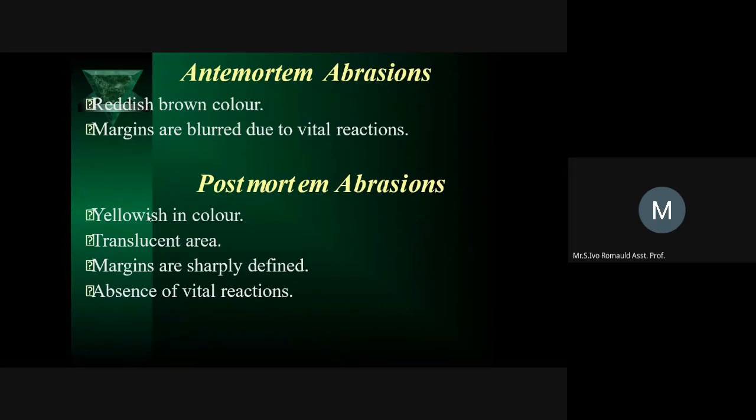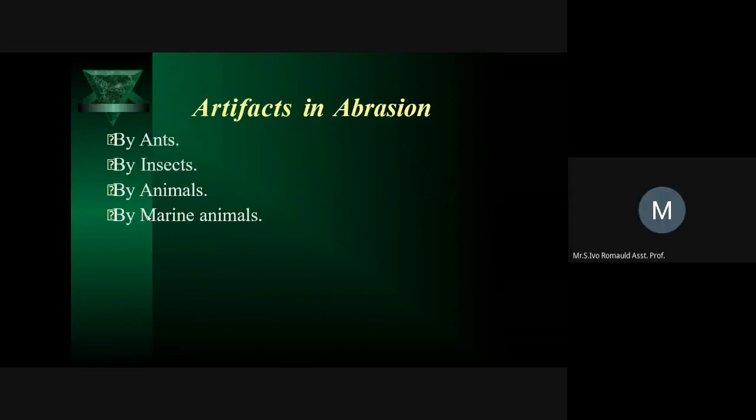Then anti-mortem abrasion. So reddish brown color, margins are blurred due to vital reactions. Okay, so these are the anti-mortem abrasions. And post-mortem abrasion will be yellow in color, translucent area, margins are sharply defined, absence of vital reactions. So these will be some identifications for the antemortem and postmortem abrasions. And the artifacts வந்து ஏதாவது insects பைட் பண்ணிட்டு, insects, ants, animals, marine animals, mammals, இந்த மாதிரி ஏதாவது ஒரு பைட் இருந்துச்சுன்னா then they will be seen on this artifacts.